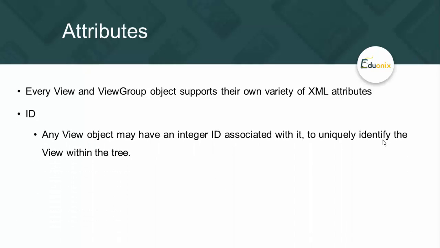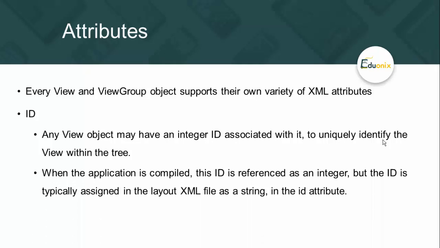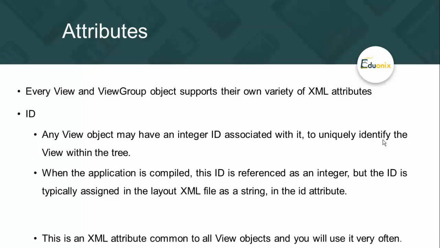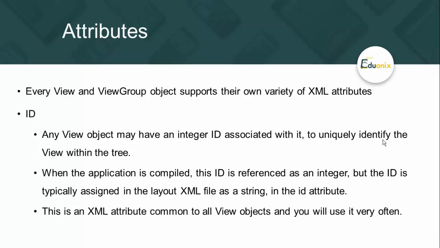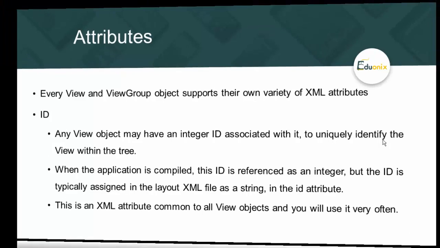All view objects should have an ID to uniquely identify that particular view object within the tree. When the application is compiled, this ID is referenced as an integer, but the ID is typically assigned in the layout XML file as a string in the ID attribute. This is an XML attribute common to all View objects and you will use it very often. ID is used commonly for all the View objects and this attribute is widely used within the application.